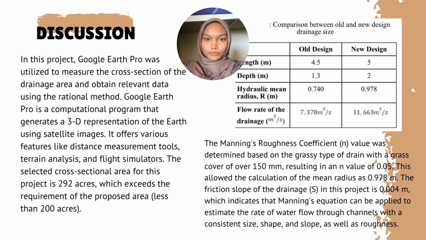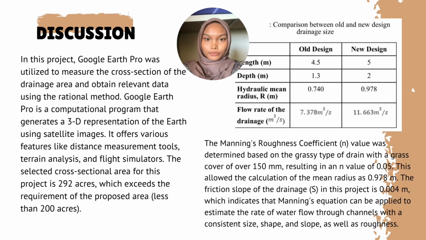Hydraulic mean radius for old design is 0.740 meter, and hydraulic mean radius for new design is 0.978 meter. Flow rate of the drainage old design is 7.378 meter cube per second, and flow rate of the drainage for the new design is 11.978663 meter cube per second.